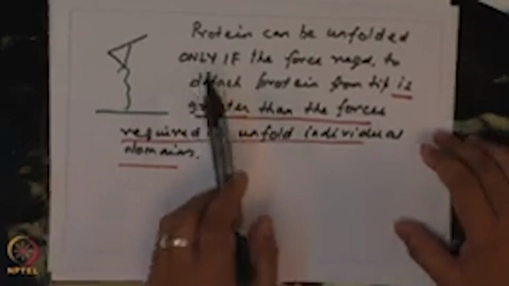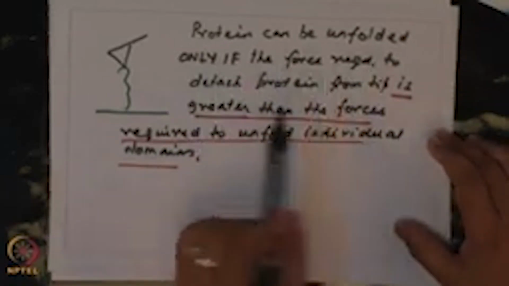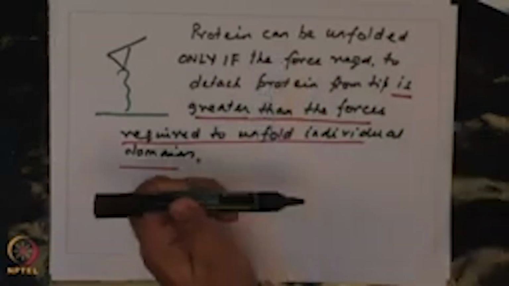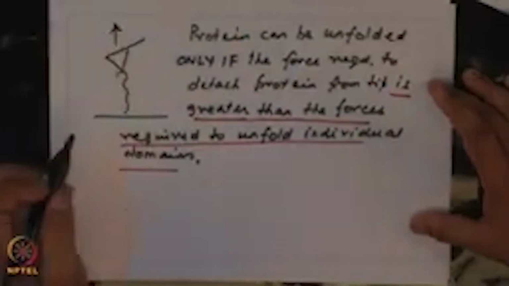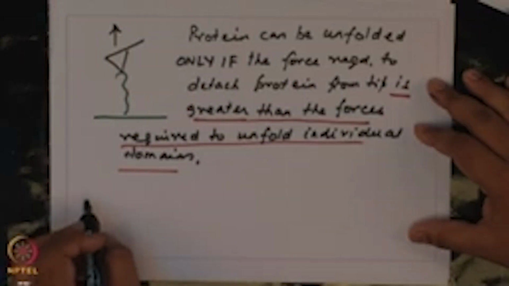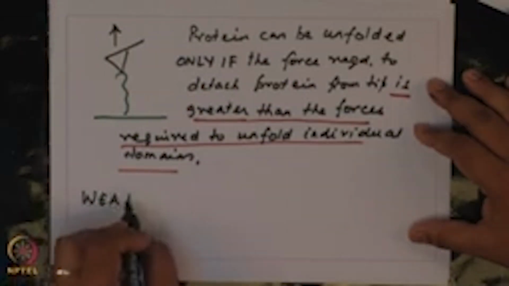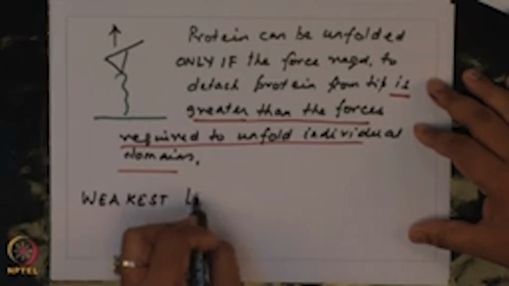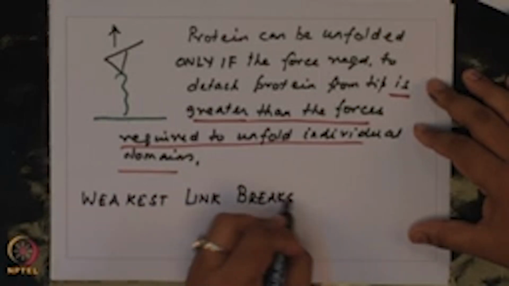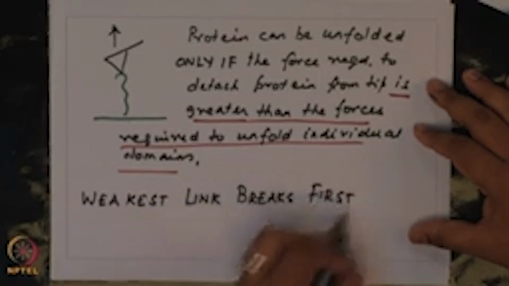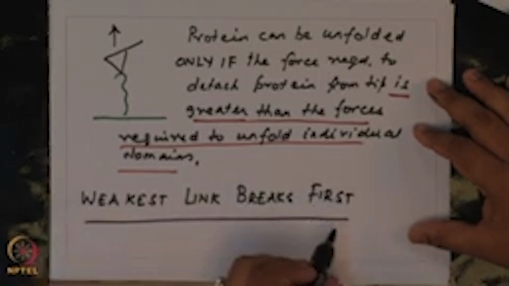Let us read it again. Protein can be unfolded only if, and when I say protein can be unfolded, I mean that the unfolding signature is observed in the experiment. Protein can be unfolded only if the force required to detach protein from the tip is greater. This is a system of springs connected in series, so it is always the weakest link that breaks first.